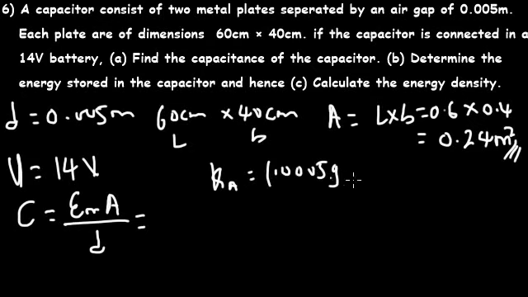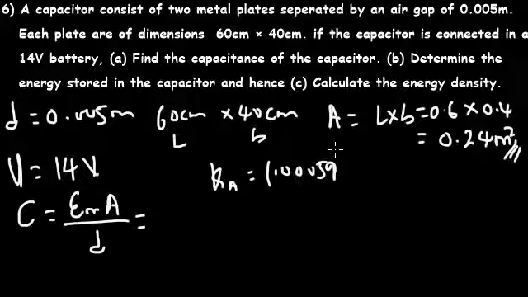But we want to make it different from vacuum, so that's why we won't use 1. That's the actual value, 1.00059. So that's what we are using.